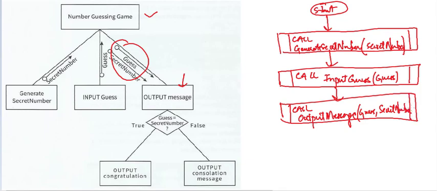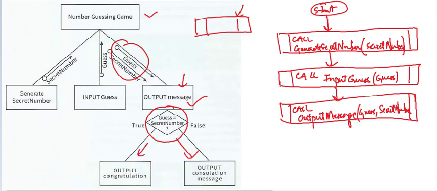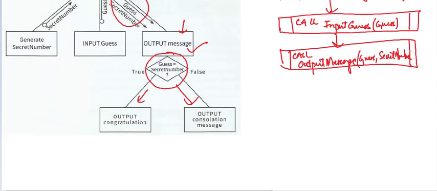Just remember, for procedures or subroutines we use this symbol. So that's what we're using here. And from output message, from within this module, we make a choice. There's an if condition, and we either go to this module or we go to this module. So we are going to implement that now. We're going to say, is guess equal to secret number? Is guess equal to secret number?